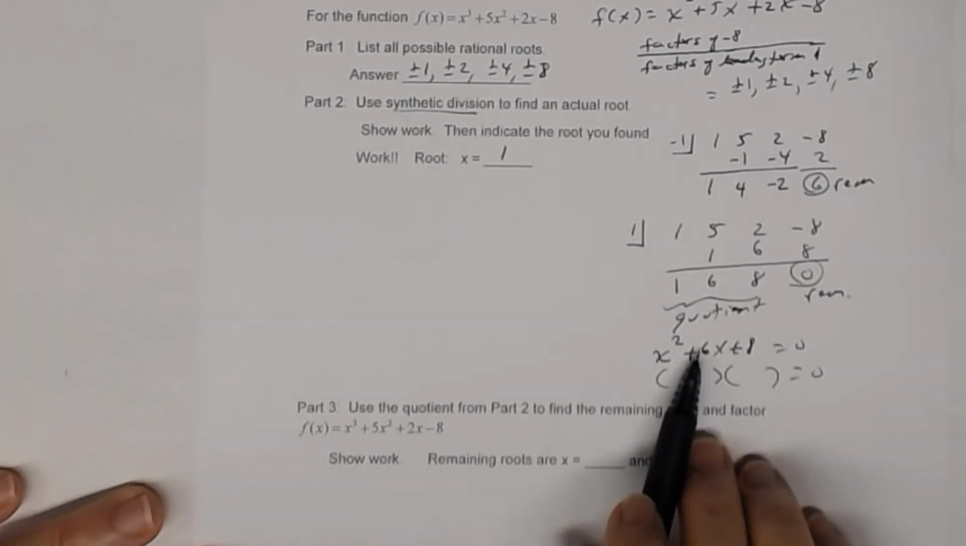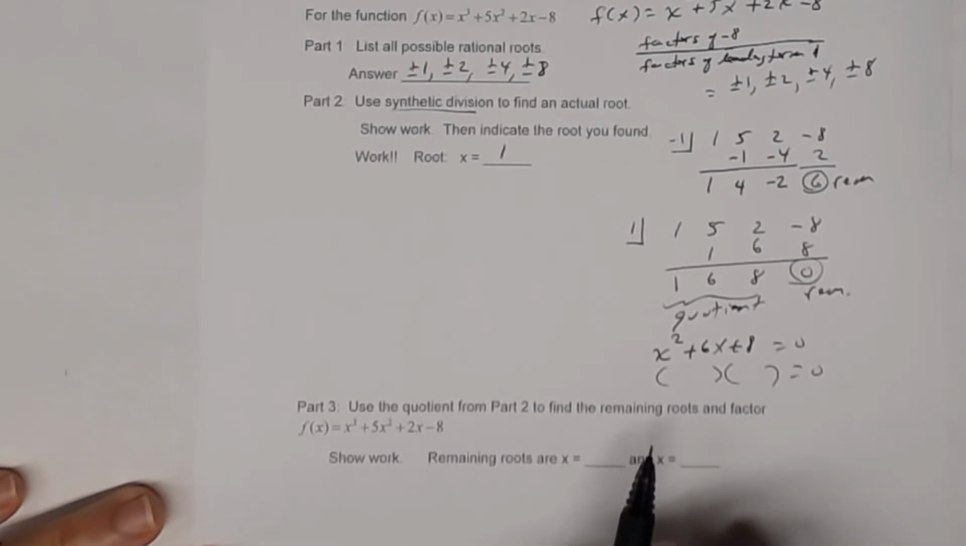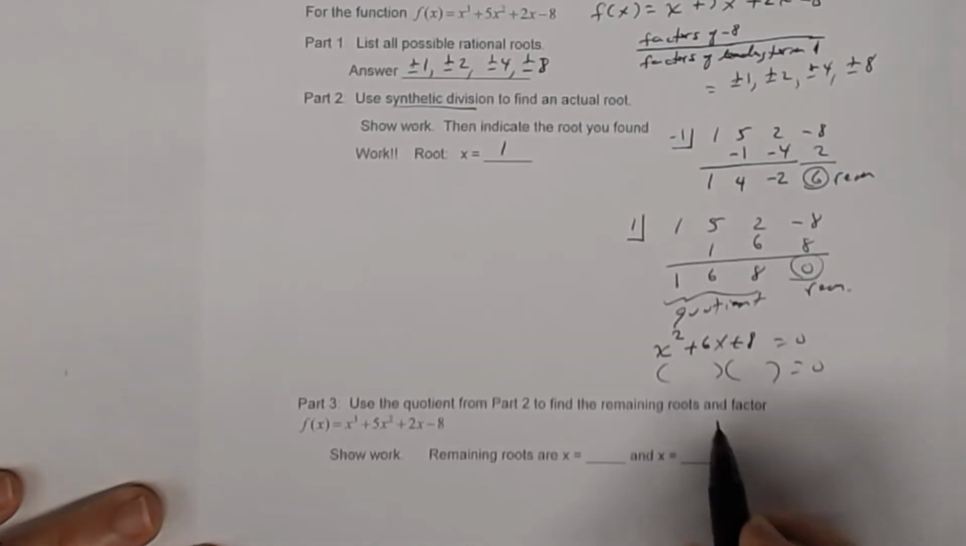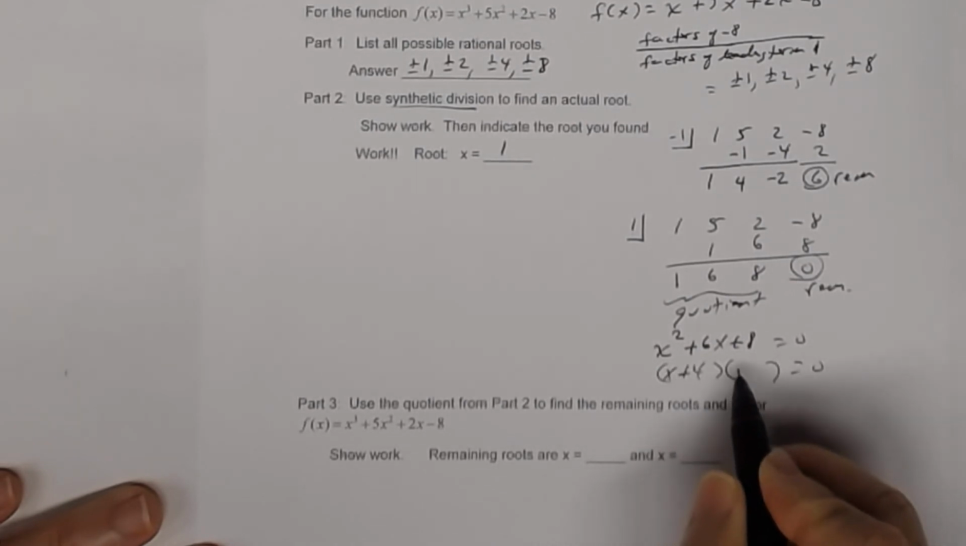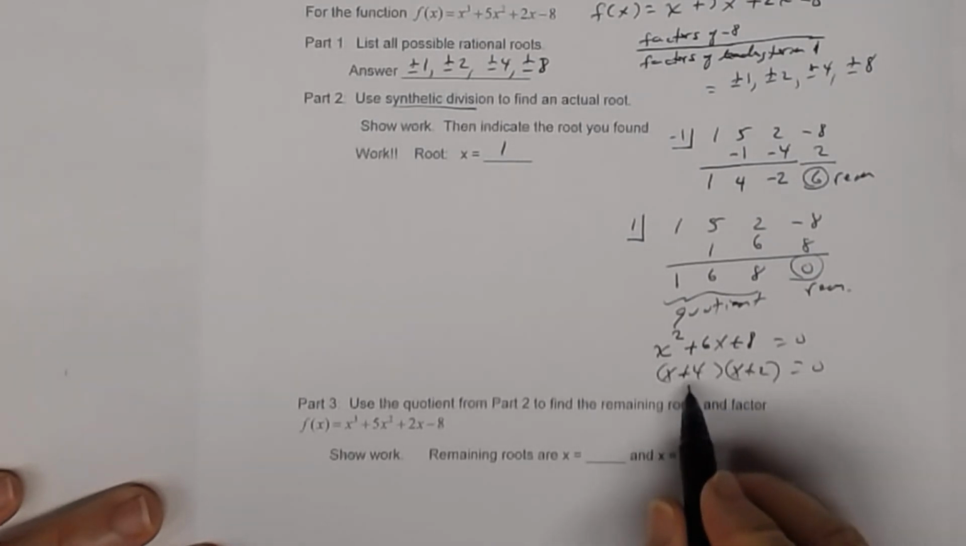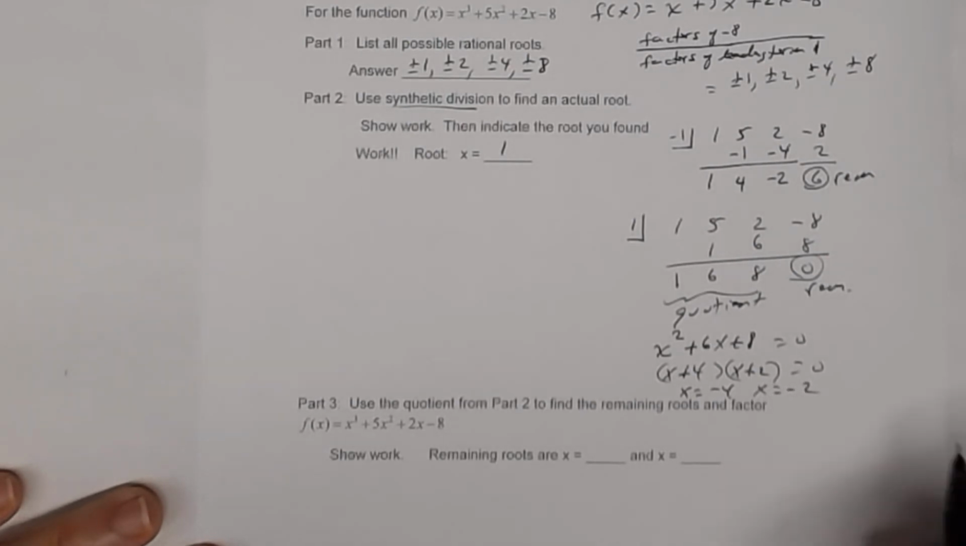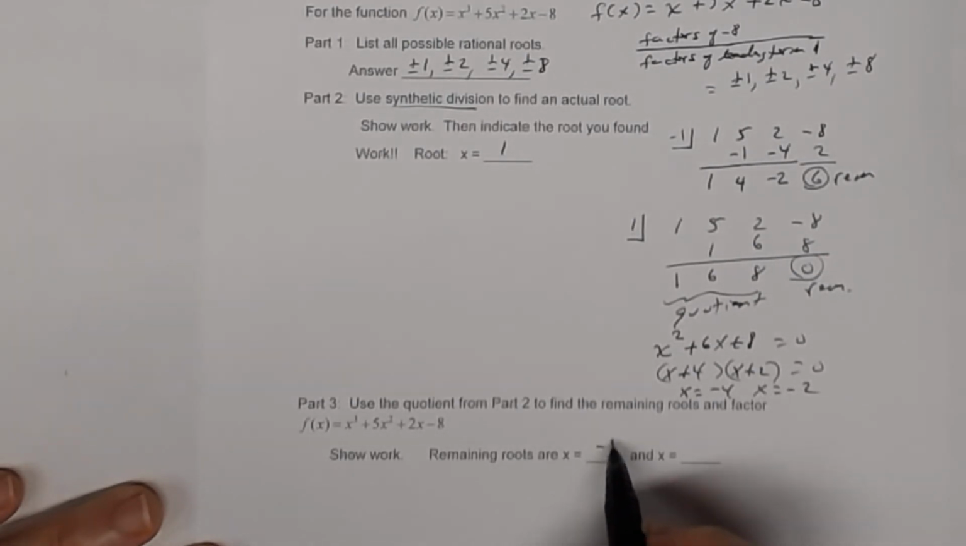So I'm going to take that quotient and set it equal to 0 to find the remaining roots. For us, this is going to be factorable. When I factor this, I get x plus 4, x plus 2. Then I'm going to set each factor equal to 0. So when I set each factor equal to 0, I get x to be negative 4 and x to be negative 2. So those are your other roots, negative 4 and negative 2.